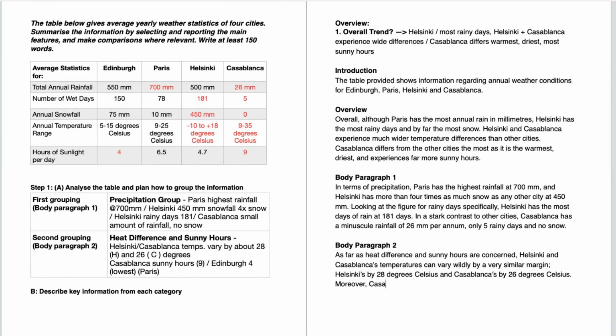Moreover, Casablanca's 9 sunny hours per day far exceed that of the next sunniest city, which is Paris, with 6.5 hours. And remember, I wanted to include the fact that Casablanca has 9 sunny hours, and I did think about mentioning Paris at 6.5 just because it's the next highest. So I've just added that in here briefly. And I want to close by saying Edinburgh is the least sunny with only 4 hours of sunshine.